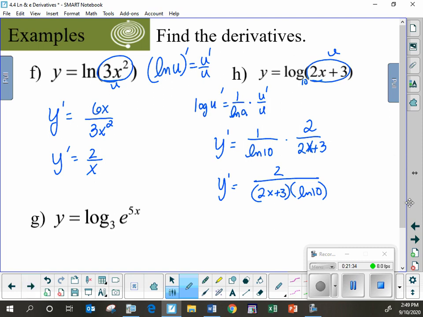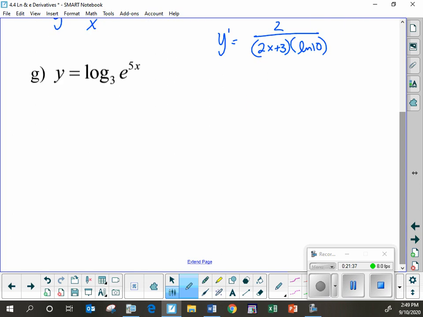On G, we have a base of 3. We have e to the 5x. Oh, goodness. What do I want to do? We can deal with this. So here's my base, which is like the a, isn't it? This is a, which is base. And then I have e to the u, and we know e to the u is e to the u times u prime.